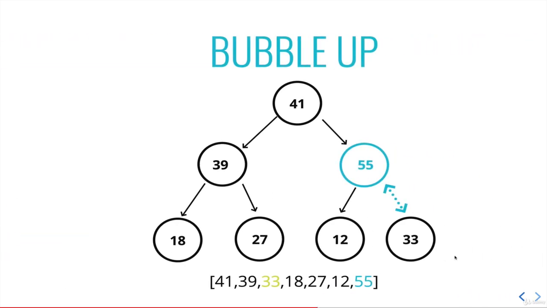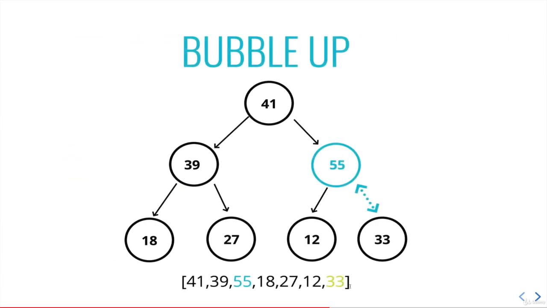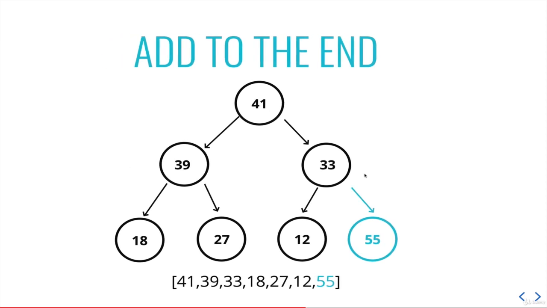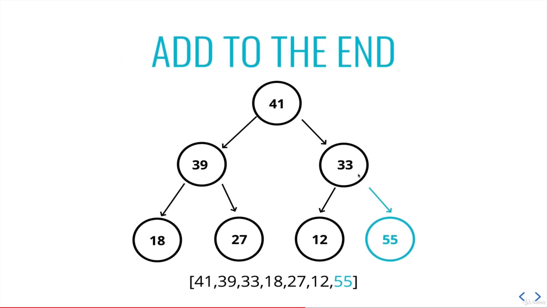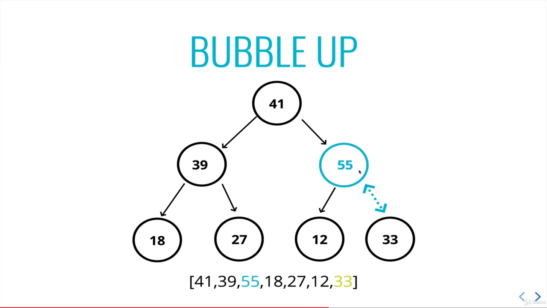Okay, so next we bubble up. What that means is we take this node and compare it to its parent. So we compare 55 to 33, and we swap them because 55 is larger. There's a little swap, not quite an animation, but you can see it there, and the change is reflected here. Before, we had 55 as the child of 33. That was not the correct place. We just put it in without caring. Then we compared it to the parent, and we swap.